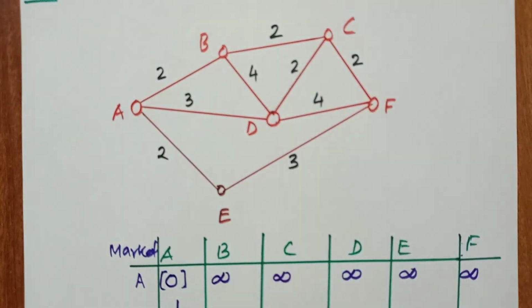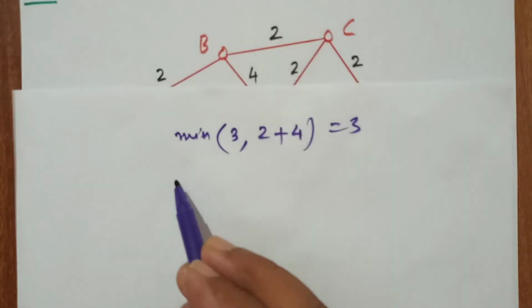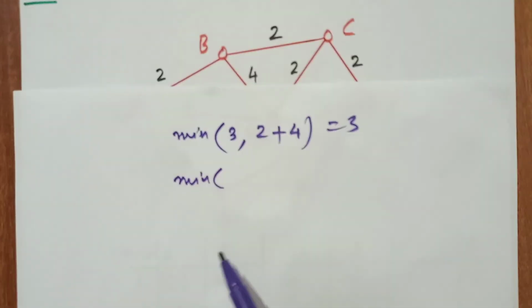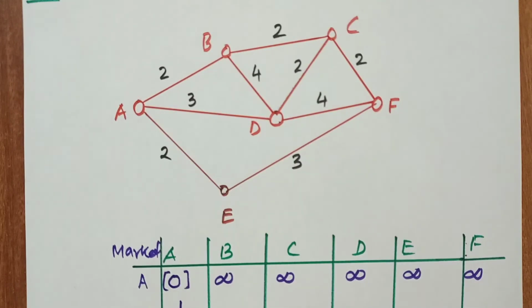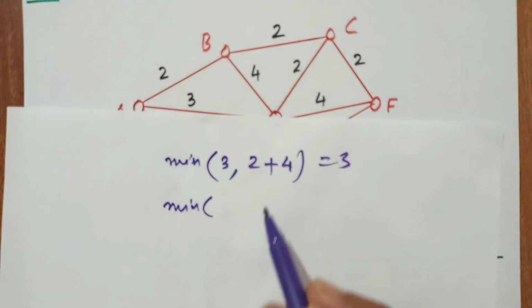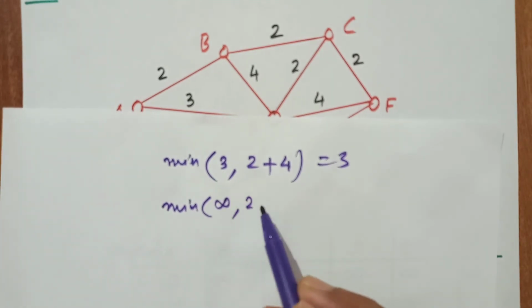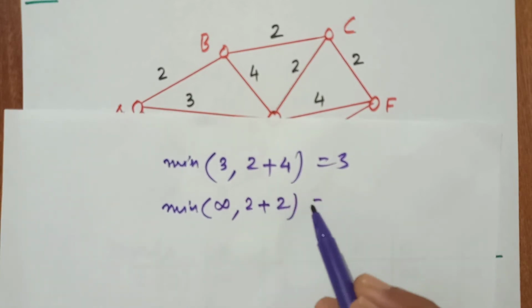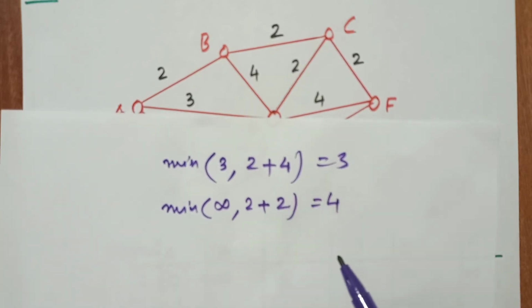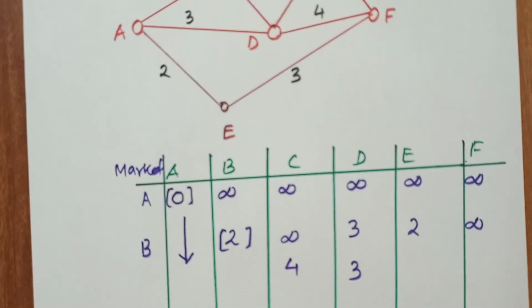Again we will use the formula, minimum of the old value. What is the old value of C? The old value of C is infinite. So we write infinite, comma, what is the marked value? 2 plus the weight, which is 2, so 2 plus 2 equals 4. So we will write below C, 4.